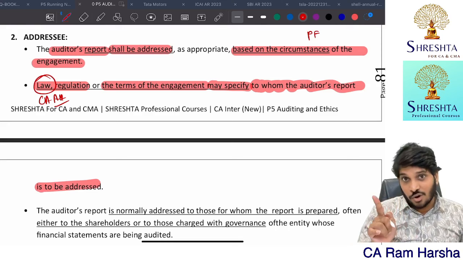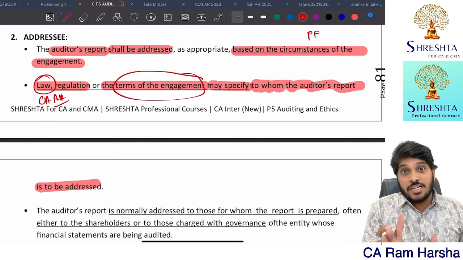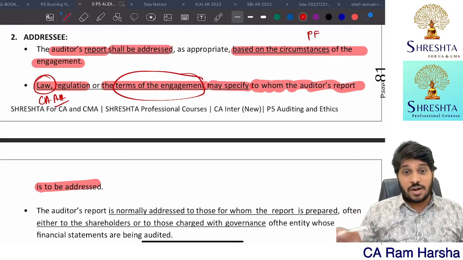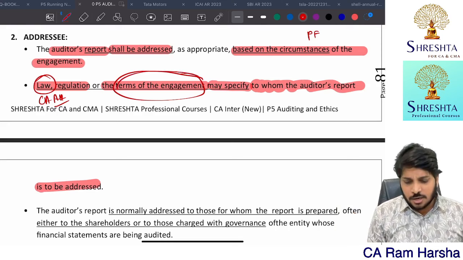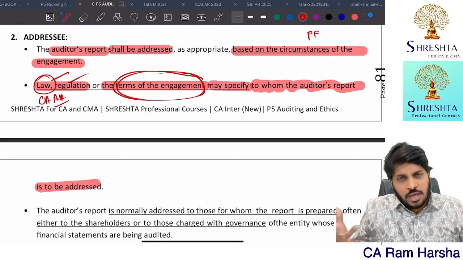Suppose a partnership firm appointed the auditor. In the partnership appointment letter, they clearly mention that the auditor, after completing the audit, has to report to the partners. In such a case, to the partners. So as per terms of engagement, as per law and regulation, to whom do you have to report? To them you have to report.